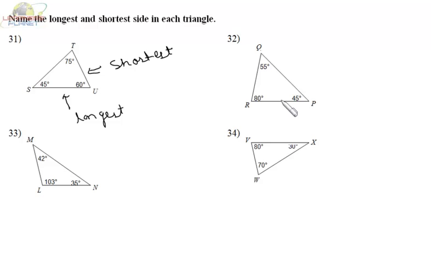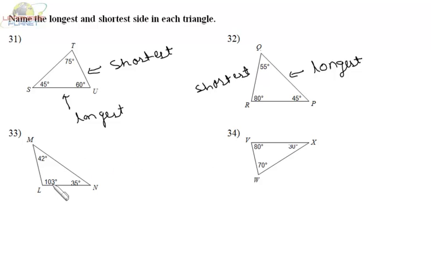Similarly, in this case, this is the biggest angle. So that side opposite to it will be the longest. That means QP is longest. And this is the smallest angle. That means the side opposite to it will be shortest. Okay.